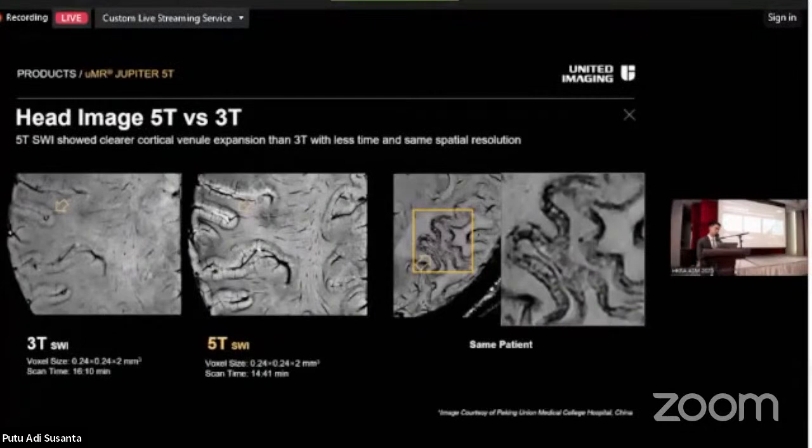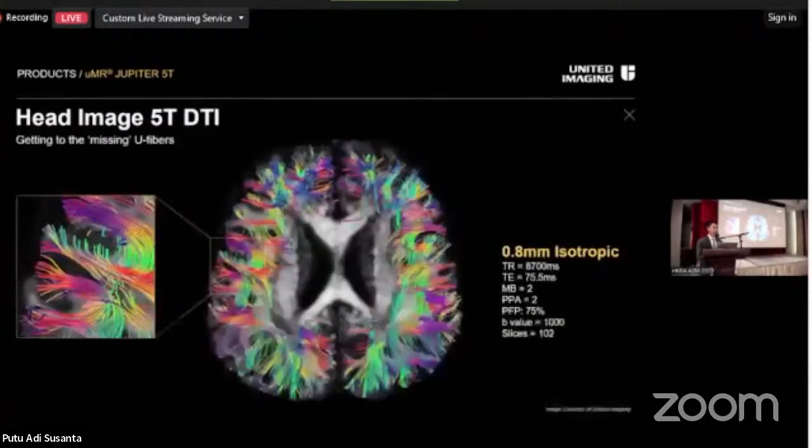With this even shorter scan time and the same spatial resolution, we can visualize the cortical venule expansion much better. We can utilize the increased SNR to gain higher quality images for diffusion as well.